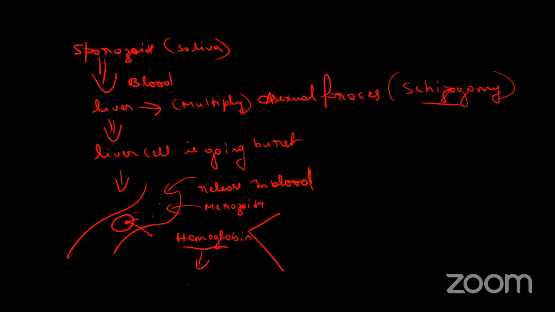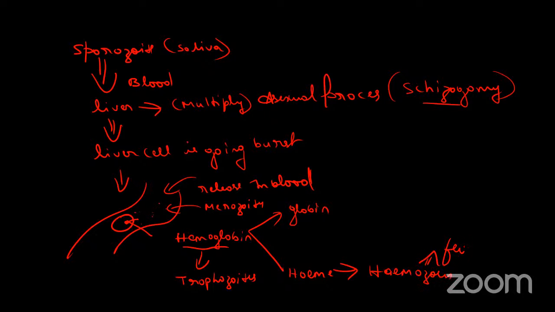The one feeding on the hemoglobin we call the trophozoite, right? It will break the hemoglobin into globin and heme. This heme is going to be converted into hemozoin, which causes the fever, right? It feeds on the globin. Then some of them are converted into gametes, one female and another male.